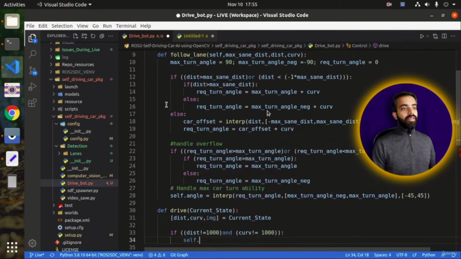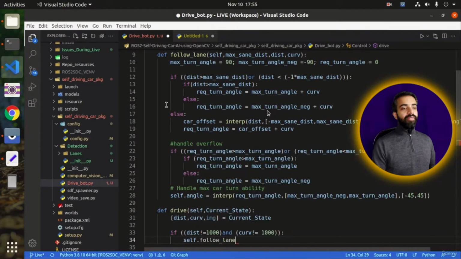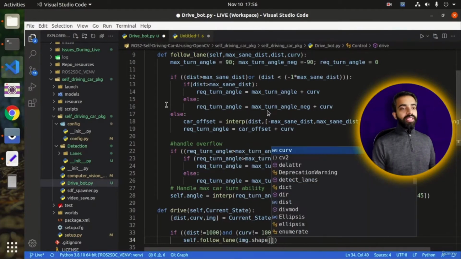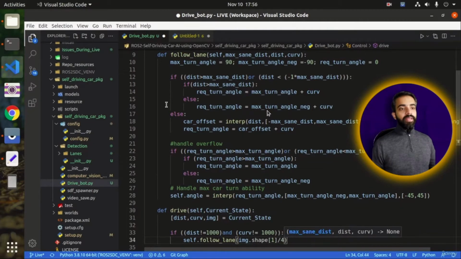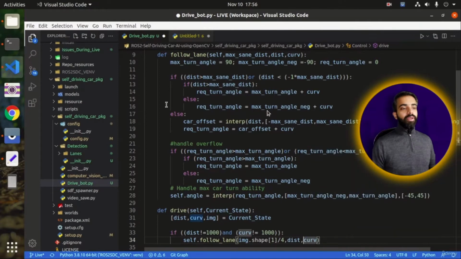Now, let's call that function. So that is self. At the moment, we need to define the self for this drive function. Once we do that, we can now access our follow lane function. We provide the max change distance, which will be simply the maximum allowed distance, that is max image.shape, or basically columns divided by 4. So a quarter of a column represents the maximum allowed distance for which the car can go from its center. That will be the first argument, and the next two arguments are very simple: distance and curvature, the two error values that we got previously.